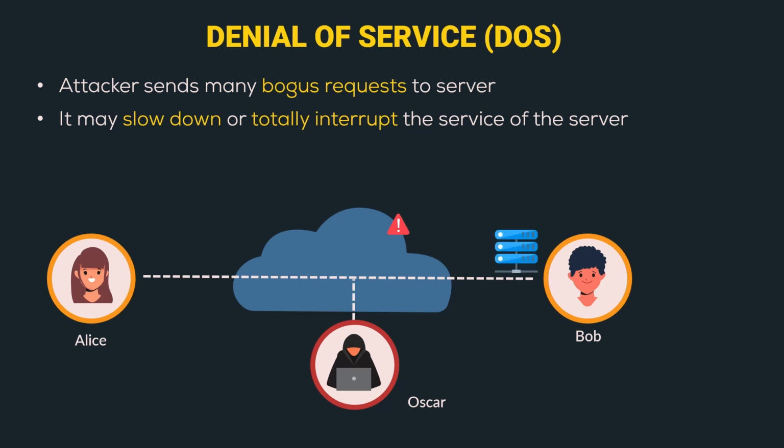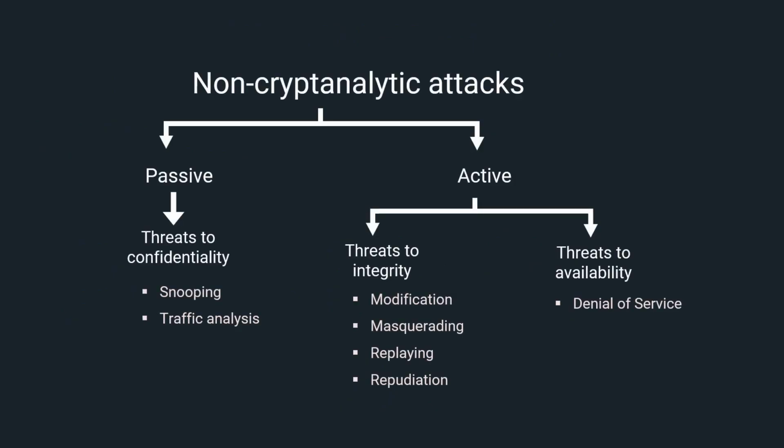The receiver has a server that stores the messages sent by the sender. Now Oscar starts sending a lot of bogus or unsolicited messages to Bob's server. Due to overloading of these messages, Bob's server crashes and will not be able to receive and store any messages till it is fixed. Suppose during this downtime, Alice sends a message to Bob. Since the server is down, the message will not be stored and will be dropped. We can see that the server was not available when Alice wanted it, implying that the DOS attack threatens the availability security goal. With this, we have successfully completed all the non-cryptanalytic attacks.